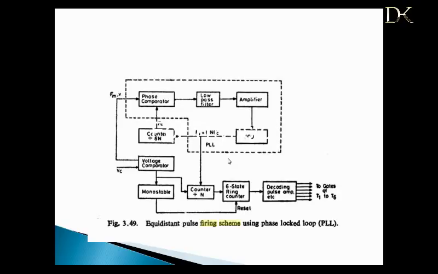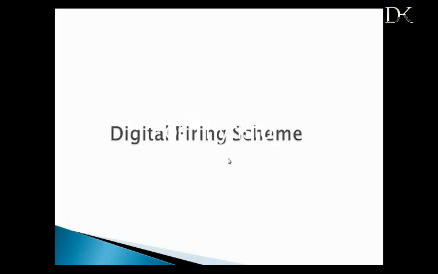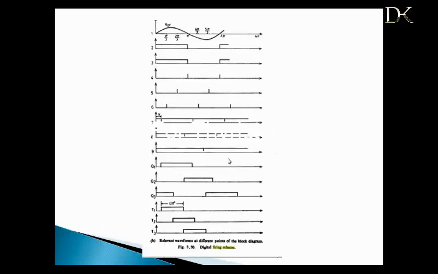Now the main disadvantage of this scheme is that it requires a minimum delay of at least 1 period to effect any correction in the firing angle. In the scheme discussed earlier, the minimum delay is only 1/6 of a period. Now the next scheme is the digital firing scheme. So here is the block diagram and the relevant waveforms.